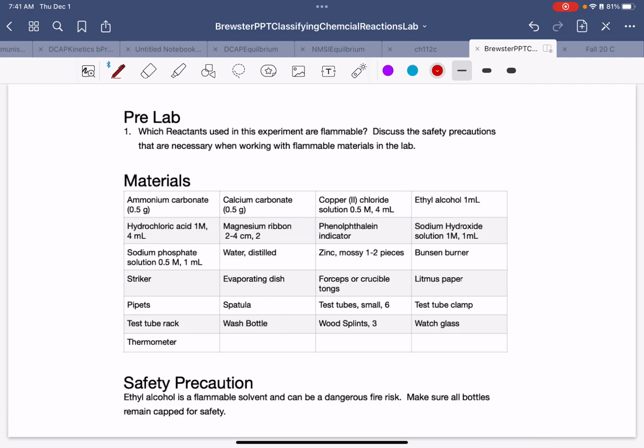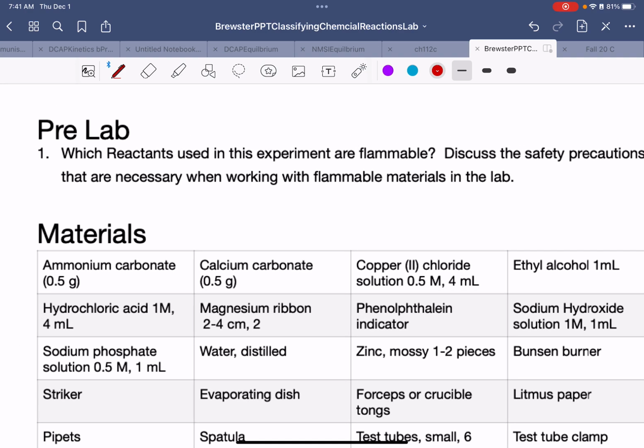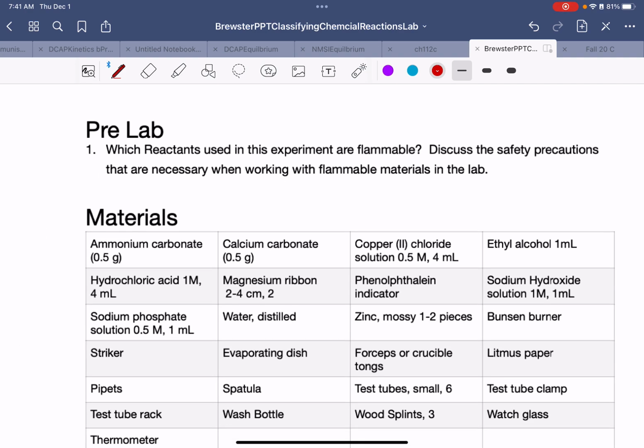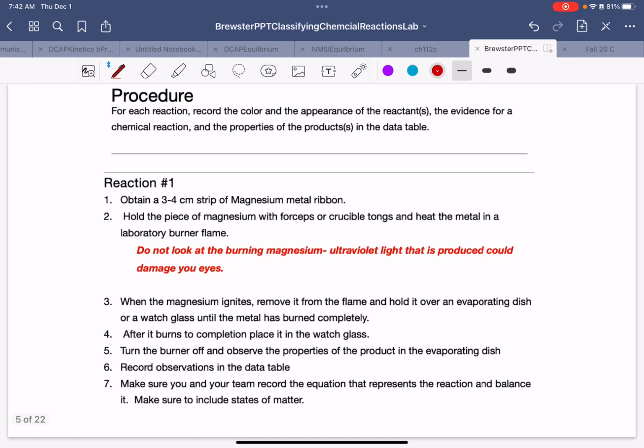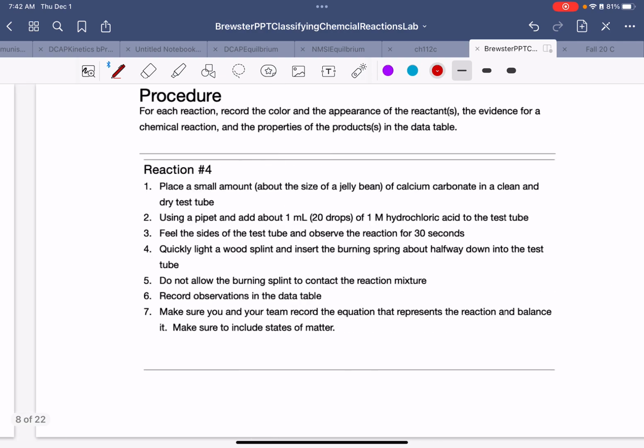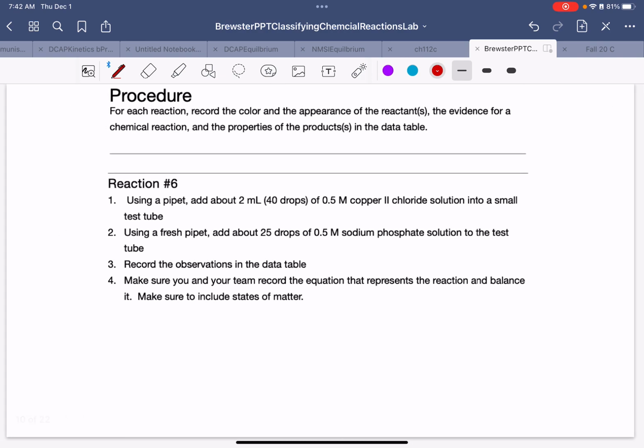So hopefully on the pre-lab you figured out that you're working with flammable things. You obviously need to be paying attention, tie your hair back, keep your area clear of flammable items, that kind of stuff. So you did your procedures, and now let's look at these reactions.